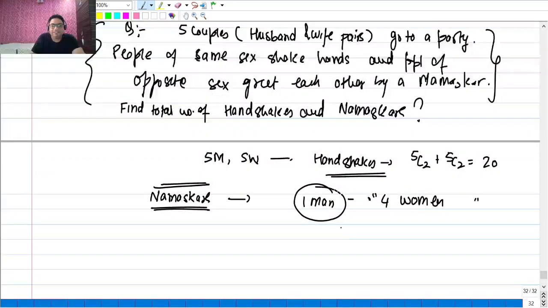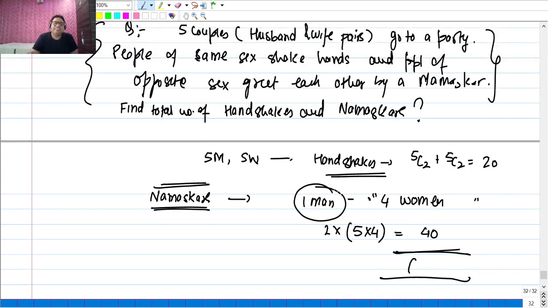So total how many greetings would be there? 5 into 4. Every man is going to greet 4 women. So namaskars would be 2 into 5 into 4. There would be 40 namaskars. So total handshakes and namaskars 60: 40 namaskars and 20 handshakes. Why 2? Because once a man is going to greet a woman, she is also going to greet him. So remember, this was a trick, husband wife.